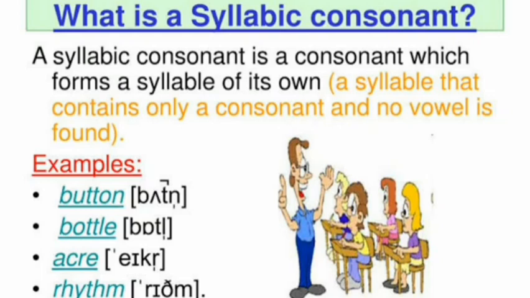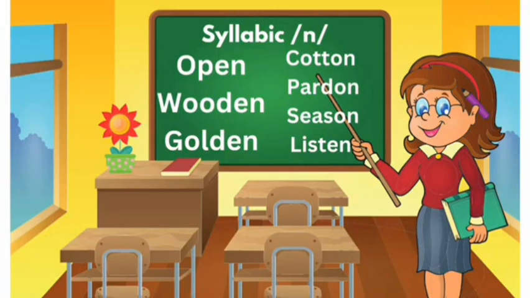Examples include button, bottle, acre, rhythm. In each of these syllables, especially the final syllable, you notice that there is no vowel sound. We just have the last two consonants there forming a syllable. We will be looking at the syllabic L, which is a lateral, and the nasal N. Examples of words with the syllabic N, we have open, cotton, wooden, golden, season.